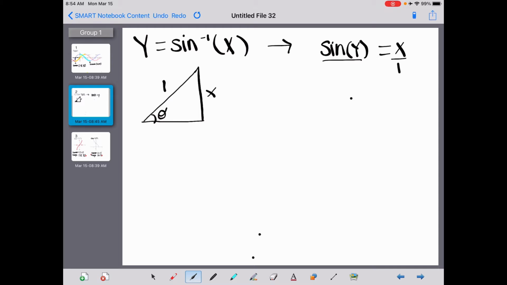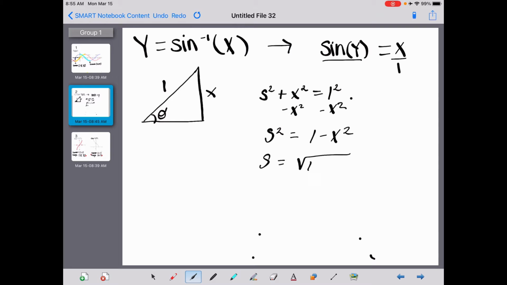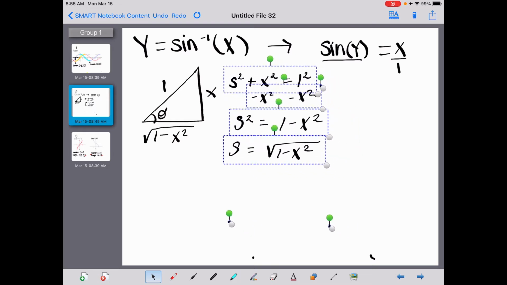And if you were to do Pythagorean theorem here, let's call this missing side s for now. s squared plus x squared equals 1 squared. Subtract x squared from both sides. We have s squared equals 1 minus x squared. Square root both sides and only consider the positive because we're looking at a side length. So there's your third side of the triangle. Now why is that important? So let's move this to the side.